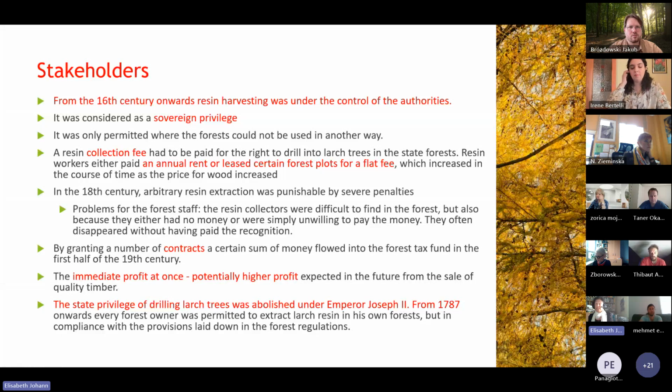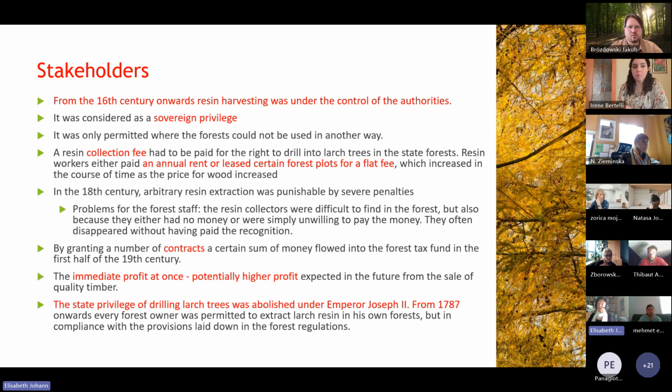From the 16th century onwards, resin harvesting was always under the control of the authorities. This was considered to be a sovereign privilege, and a collection fee had to be paid, and it was an annual rent, or the workers leased a certain forest plot for a flat rate. And there were some contracts which also granted the so-called environmentally friendly harvesting of the resin, and with regard to the payment, so the state could get some money in its pocket, and there was always a discussion if the immediate profit at once by renting to the resin workers should be the better system, or the expected future from the sale of the quality timber.